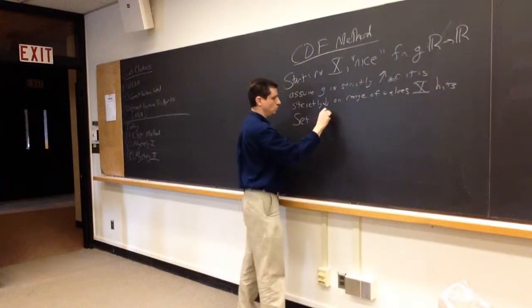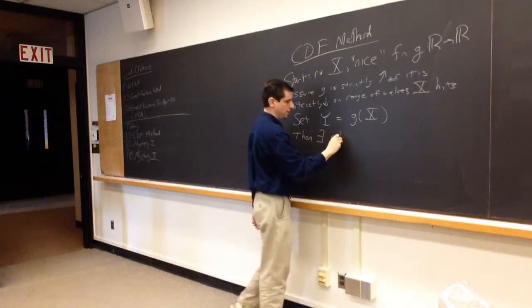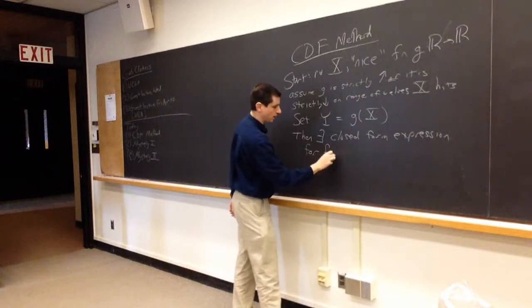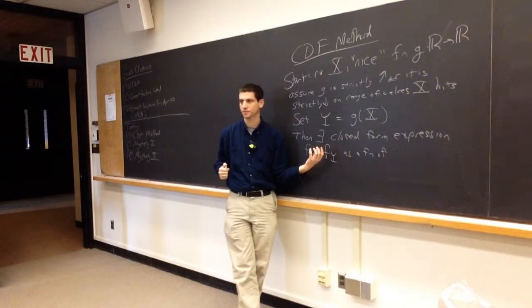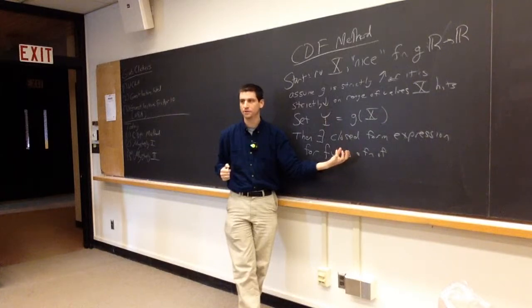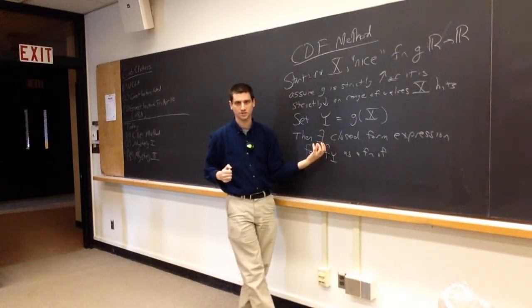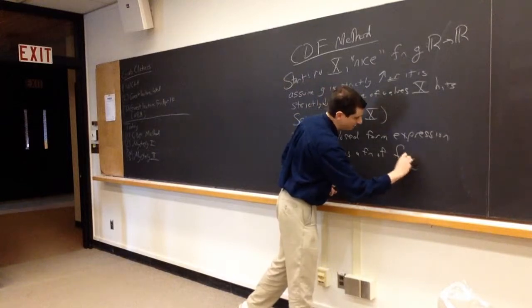So we set Y equal to g of X. Then there exists a closed form expression for the density of Y as a function of what? What do you think the density of Y is going to depend on? What inputs? What do you think comes into play? I'm not asking for the formula. I'm just asking, what do you think is going to play a role? Not X, but something very closely related to X. Well, that's where we evaluate this. What do you think this function is going to depend on? f of X. It damn well better depend on f of X, right?